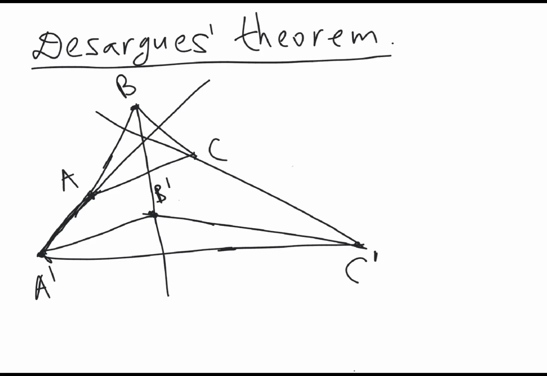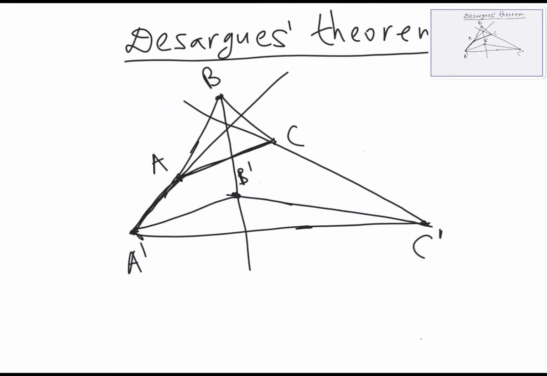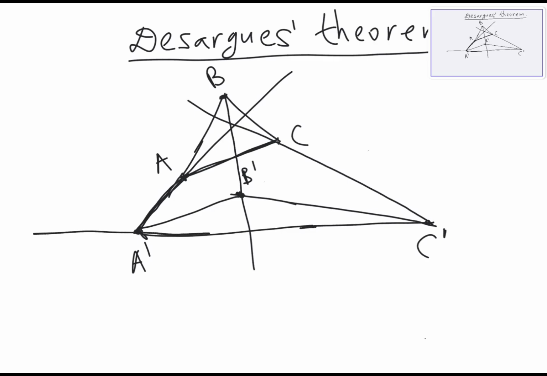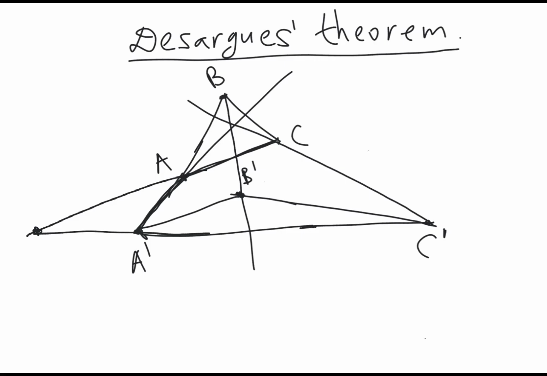And we take the intersection points of the corresponding sides. So this point is the intersection of AC and A prime C prime, then the intersection point of AB and A prime B prime, this point, and the intersection point of BC and B prime C prime, this point.